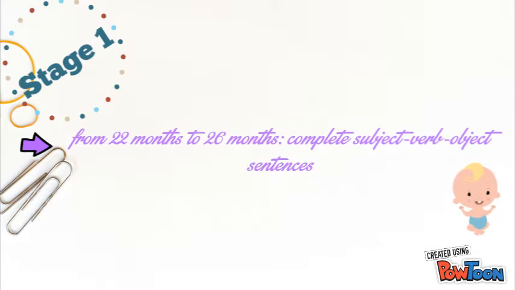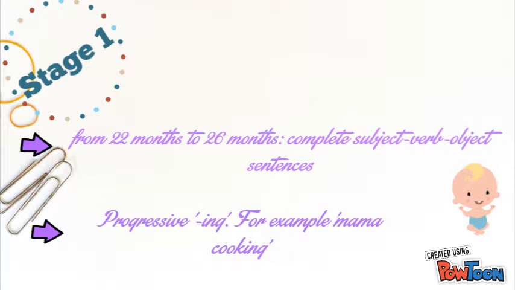From the age of 22 months to 26 months, children can complete subject, verb, object sentences. They will also be able to use the present progressive ing. For example, mama cooking. Prepositions such as in and on can also appear in a child's speech at this age.